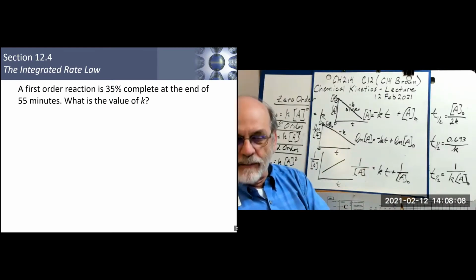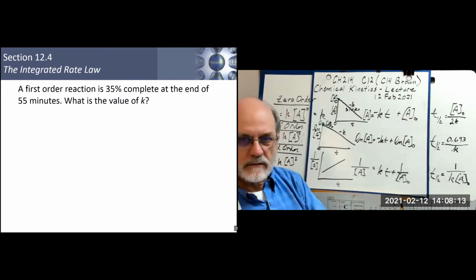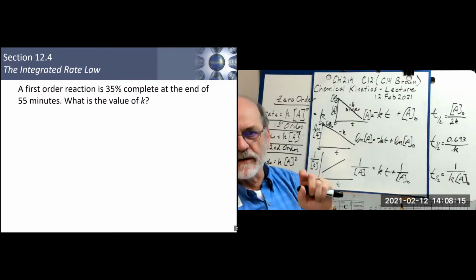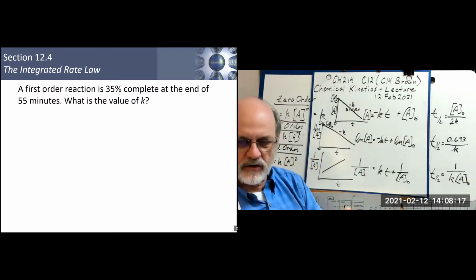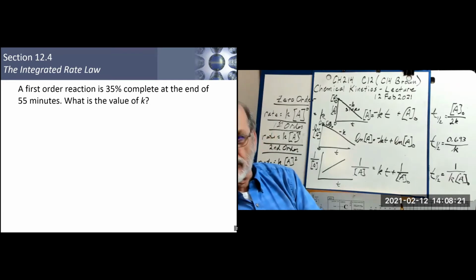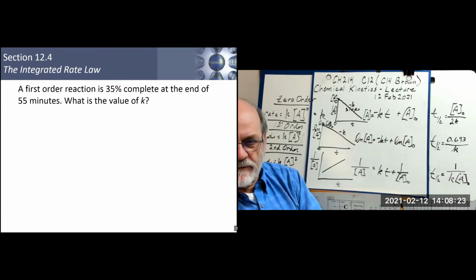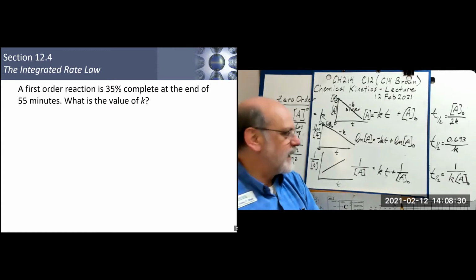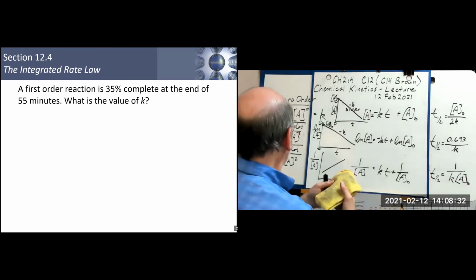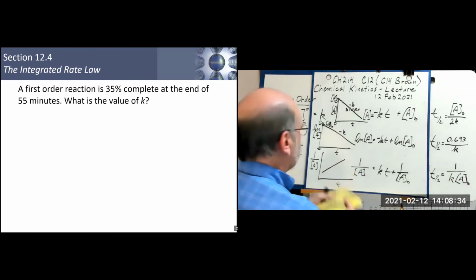This is just a sample problem to try to orient you to thinking in terms of reaction orders and half-lives and so forth. Let's say the first order reaction is 35% complete at the end of 55 minutes. What's the value of K? All right. I'm going to have to erase it.